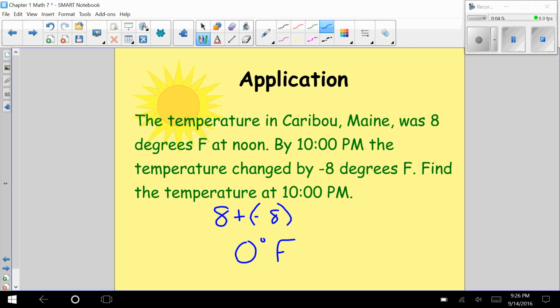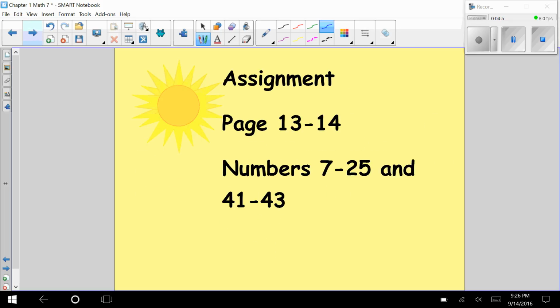Fahrenheit at 10 p.m. Your assignment for today.